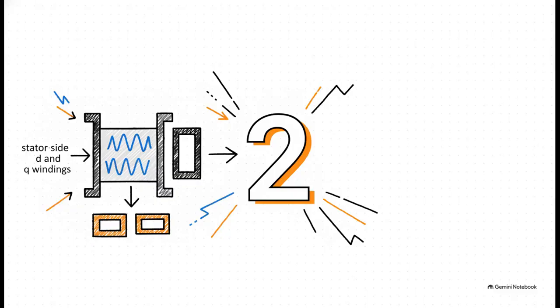Got it? The answer is 2. Specifically, both of the rotor slots. And it makes total sense, right? Because a transformer has absolutely 0 relative motion. It just sits there like a brick. So it only ever needs the stator side D and Q windings. The rotor slots remain completely empty, meaning a transformer only uses exactly 2 of the 4 available slots. That makes the transformer the absolute simplest possible case of the Kron primitive machine.